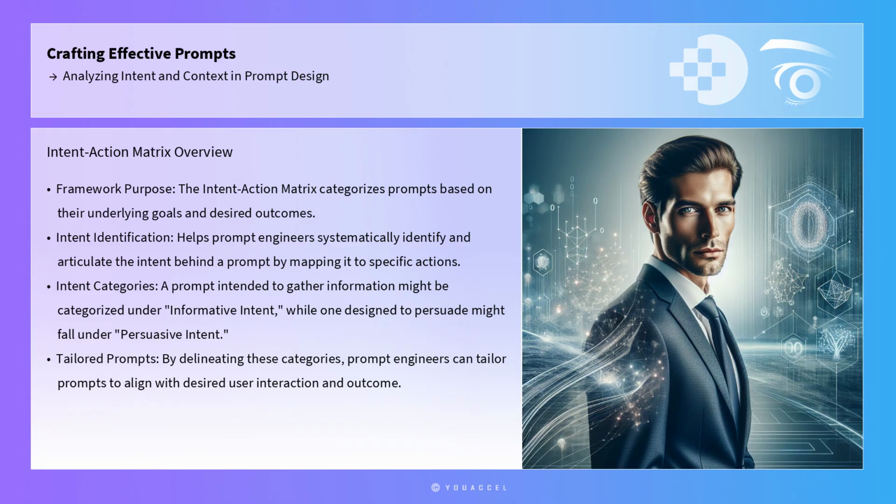One practical framework for analyzing intent is the intent action matrix, which categorizes prompts based on their underlying goals and desired outcomes. This matrix helps prompt engineers systematically identify and articulate the intent behind a prompt by mapping it to specific actions. For instance, a prompt intended to gather information might be categorized under informative intent, while one designed to persuade might fall under persuasive intent. By clearly delineating these categories, prompt engineers can tailor their prompts to align with the desired user interaction and outcome.